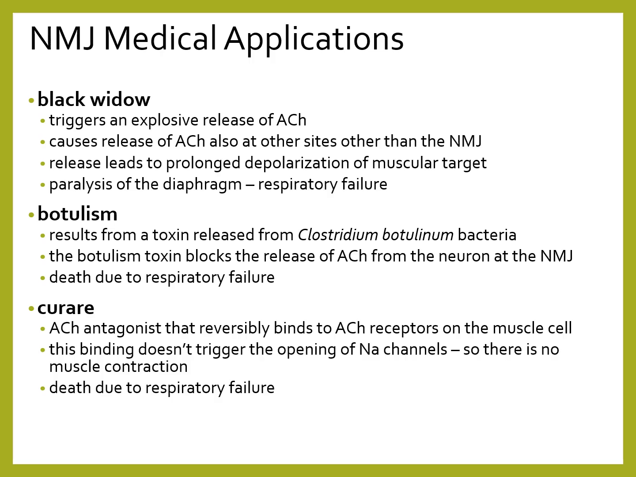One is the toxin that is released by the black widow spider. This causes an explosive release of acetylcholine from the neuromuscular junction. However, it can also cause the release of acetylcholine by other neurons outside of the neuromuscular junction. So in other words, if you are a neuron that produces and releases acetylcholine, the black widow toxin will cause you to release it in large amounts.